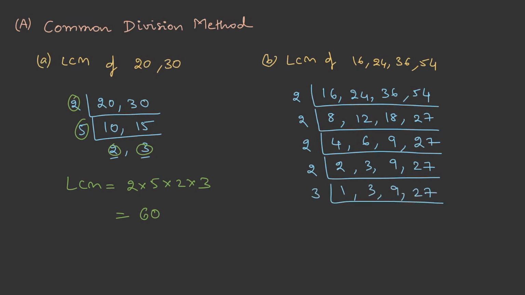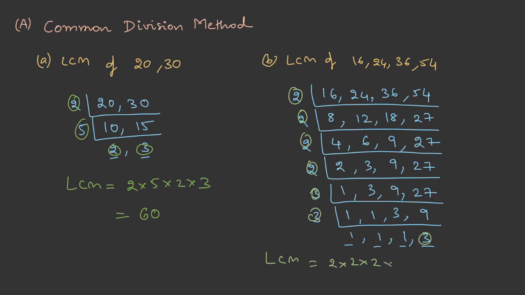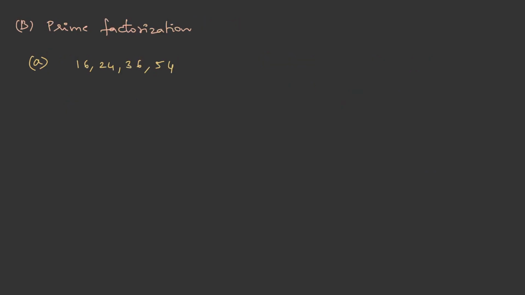Then let's go with 3. 1 you leave it like that, 3 1s are 3, 3 3s are 9, 3 9s are 27, again 3. Now at this point we have all the factors. Other than 1 we have 3, that's a prime number, so we can stop over here. The LCM is the multiplication of all these factors, which is 2 into 2 into 2 into 2 into 3 into 3 into 3. This is 432. That's the LCM.